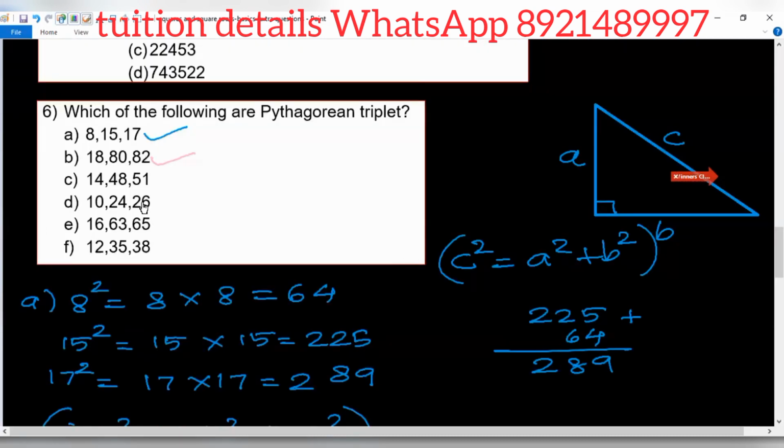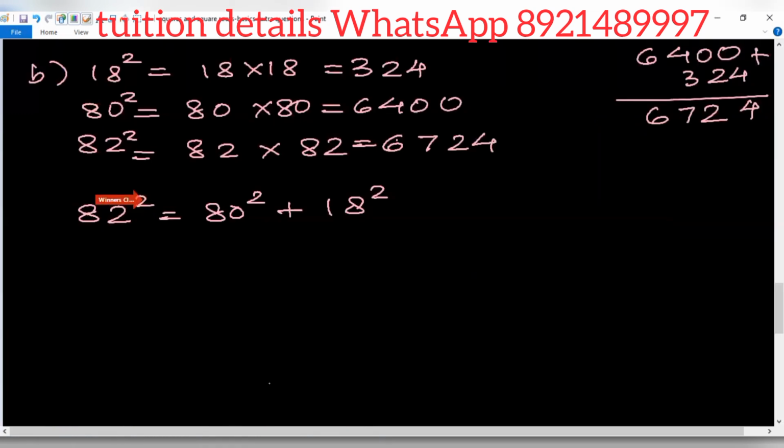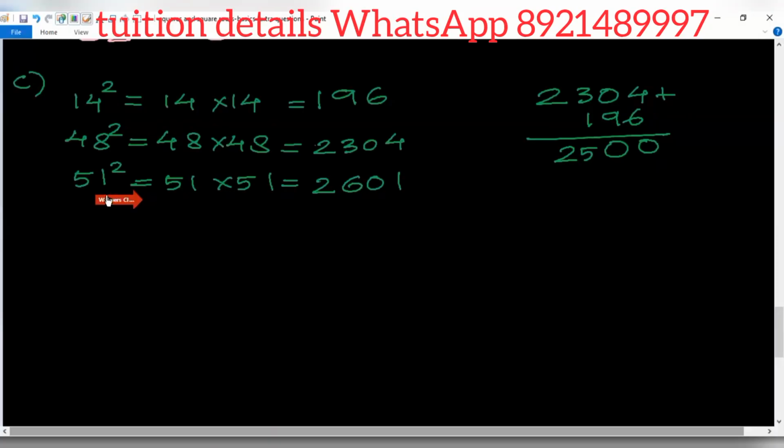Next we have these three numbers 14, 48, and 51. So we have to find 14 square, 48 square, and 51 square. See here, 14 square is found out like this, 196, and 48 square is 2304, 51 square is 2601. But when we add these two numbers, see, 14 and 48 are smaller numbers compared to 51, right? So we have to add the squares of 14 and 48. When we add them, we get 2500.